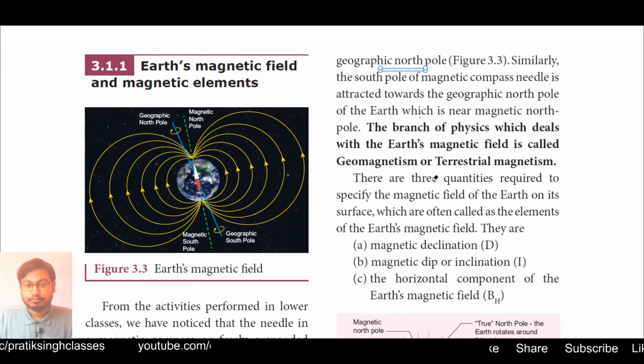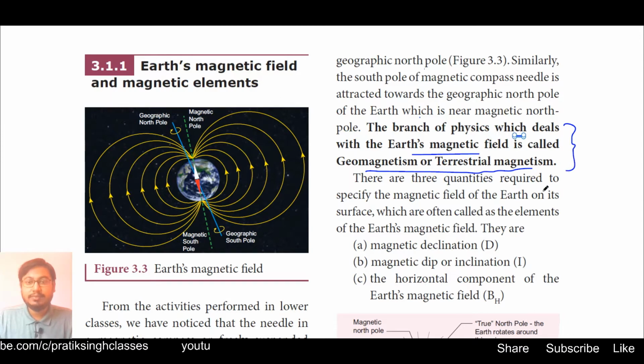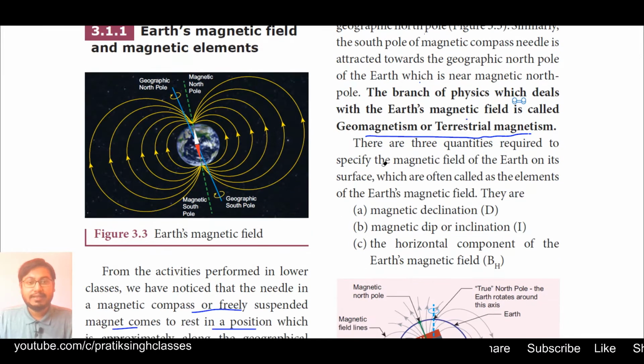The branch of physics which deals with Earth's magnetic field is called geomagnetism or terrestrial magnetism. If you wish, you can do your UG and PG in geomagnetism, which has huge scope in future. The way satellites work, the way GPS works, all those things are studied in geomagnetism. And it has huge scope.